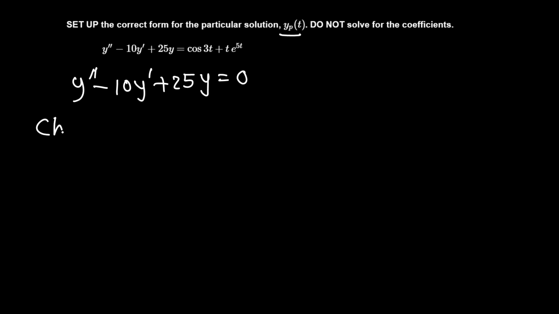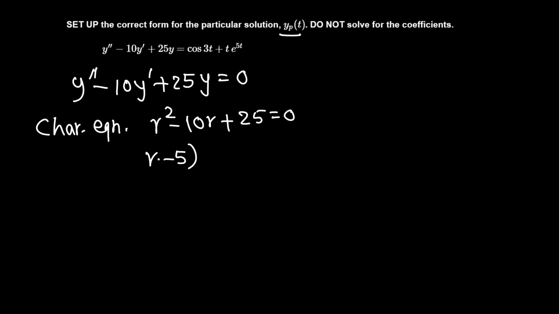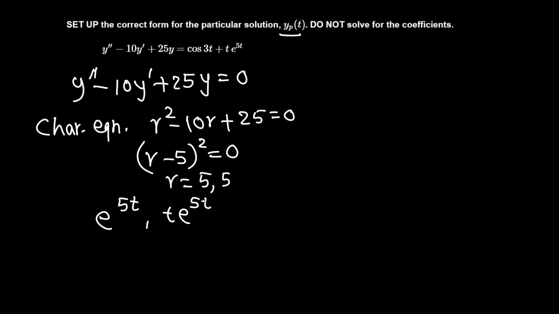We find the characteristic equation, which is r squared minus 10r plus 25 equals 0. Factor this: r minus 5 squared, so r equals 5 with multiplicity 2. Based on these roots, we have two solutions, e^(5t) and t times e^(5t). Okay, these are the solutions.